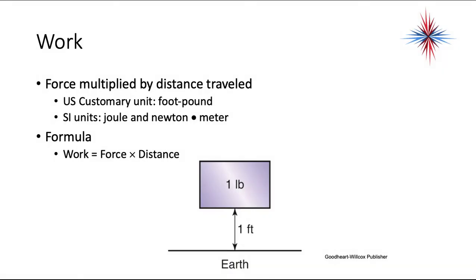Work is force multiplied by distance traveled. Okay, again, the amount of work is force times the distance. So for US customary units, we use foot-pound. For standard units, we use joule, or newton times meter. So for us, the work formula would be force, which is pounds, times distance, which is feet.